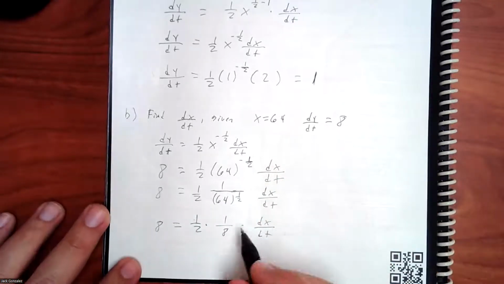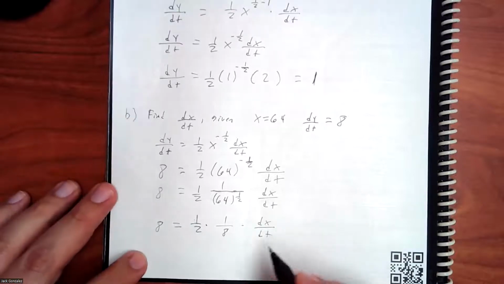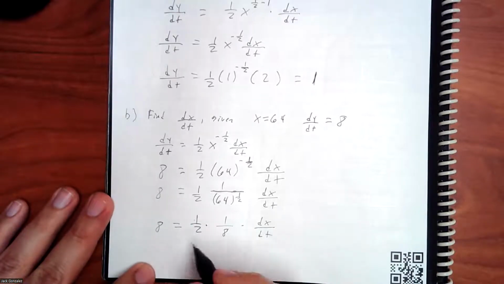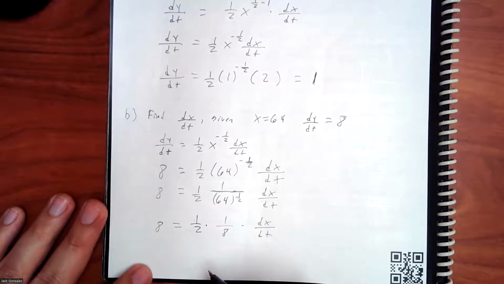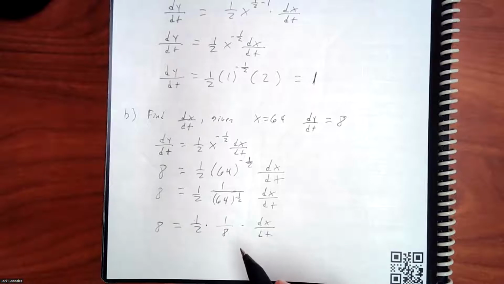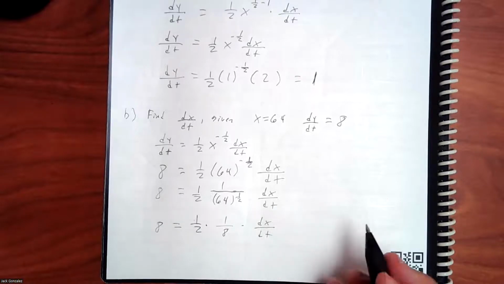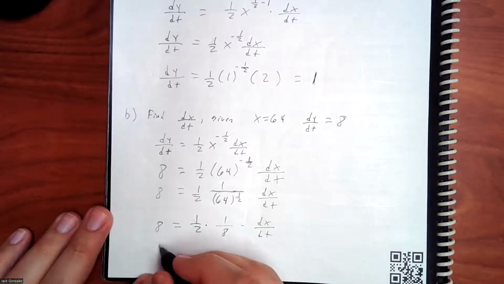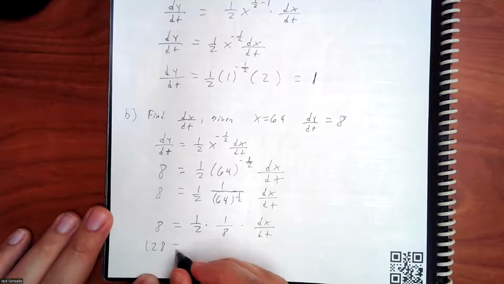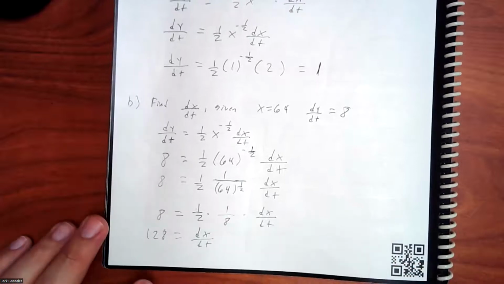At this point, we're just doing basic math, right? What's 8 times 16? 128? Yeah, okay. That's all they want.